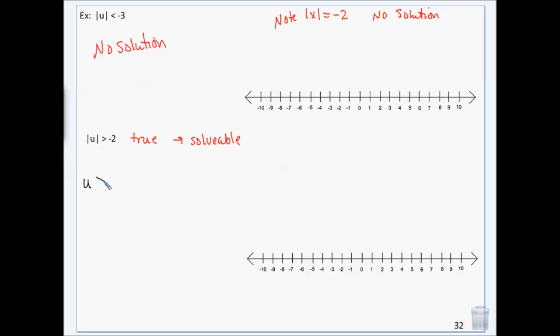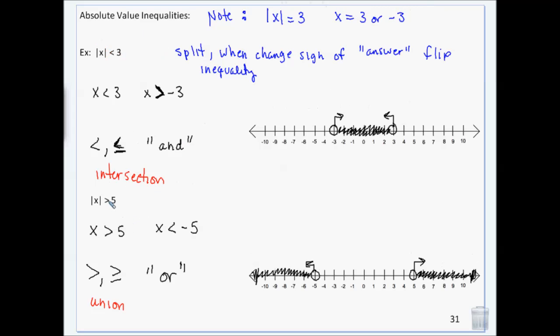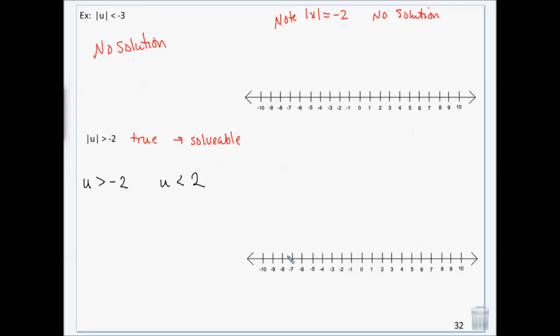So then I get u is greater than negative 2, u is less than positive 2. Now, if we recall, greater than is a union. So when I graph this, greater than negative 2 is this way, less than 2 is that way. This whole thing will shade, and this whole thing will shade.